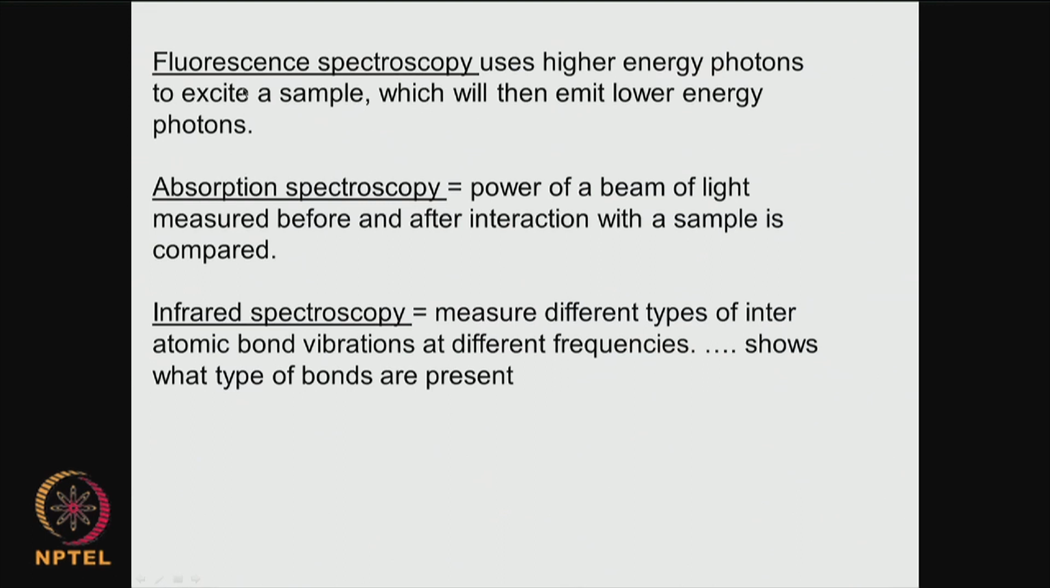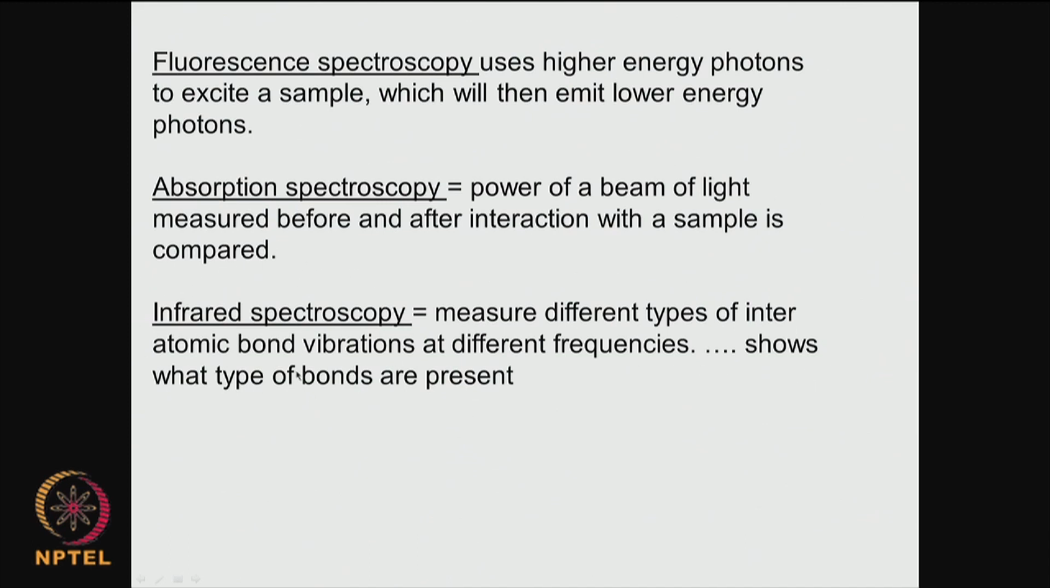Then we have the fluorescent spectroscopy, which uses higher energy photons to excite a sample. So, when you energize a sample, it will emit lower energy photons. That lower energy photon is characteristic of the sample. Then we have the absorption spectroscopy. So, the power of a beam of light is measured before and after interaction with the sample. So, we compare how much of the light is absorbed. Then of course, the infrared spectroscopy.